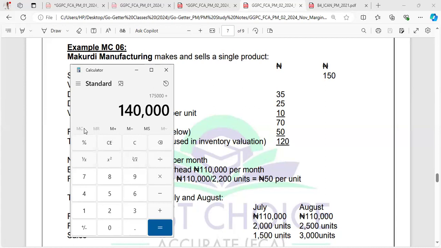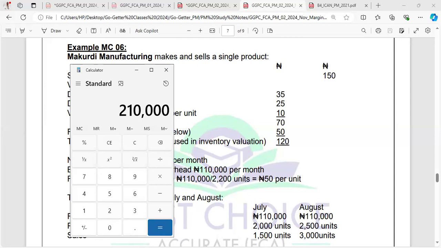Let me clear the memory here. Is it 175 we got? Let's do it again. 2,500 multiplied by 70, that's 175,000. Now you add your 35,000, which is the opening stock. 210,000. This 210,000 happens to be our production cost. Opening stock, closing stock, we dealt with that.